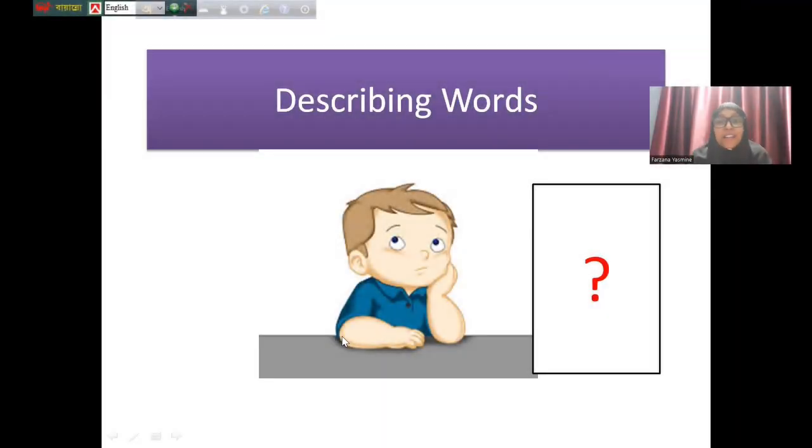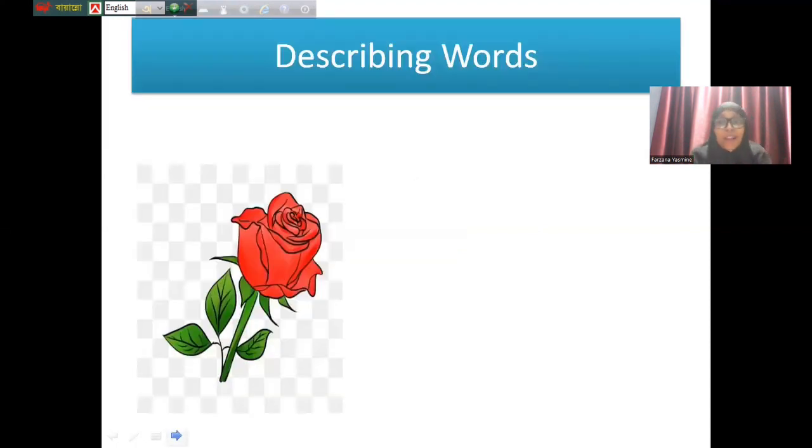Okay, this boy is thinking how to describe the word. Okay. Now, let's see how you can describe it. What is it? Can you guess? Yes, this is a rose, right? So you can say, this is a rose.